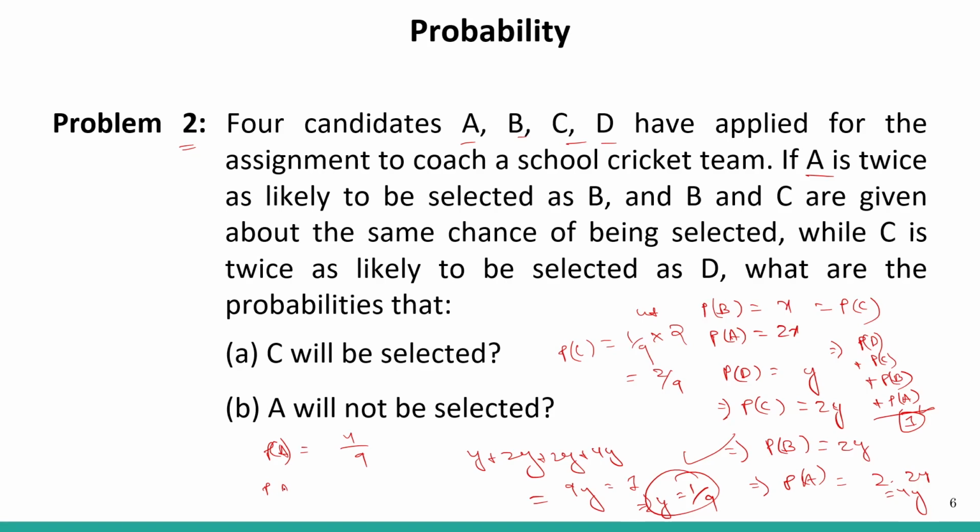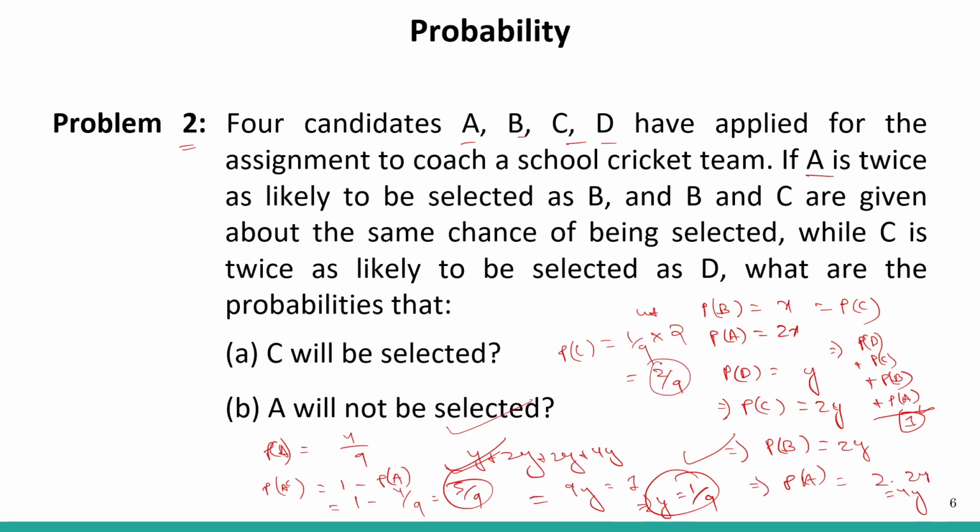So probability of A complement, that is A will not be selected, will be equal to 1 minus probability of A, using the theorem from the theory lecture. Probability of A is 4 by 9, so this will be equal to 5 by 9. So the probability that A will not be selected is 5 by 9. And the probability that C will be selected is equal to 2y, so it will be 2 by 9.